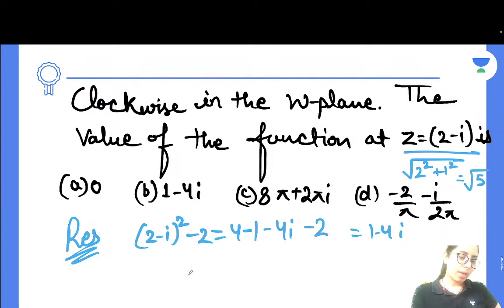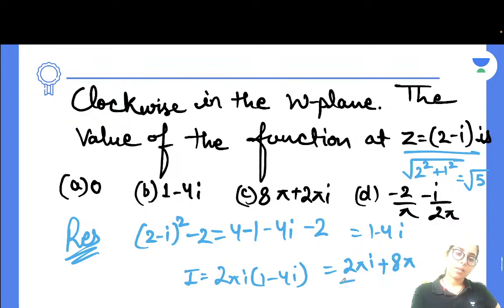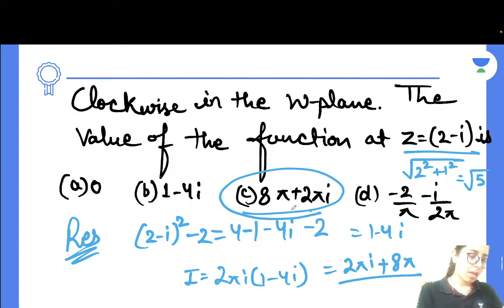This is the residue. But what about the integration? That will be 2 pi iota into the sum of residue. So 2 pi iota times (1 minus 4 iota), minus minus plus because of iota square, gives 8 pi plus 2 pi iota, which is option C, and that is the correct one. Please let me know if anybody has any doubt. Even now we can talk about it. But if it is clear, that's great.